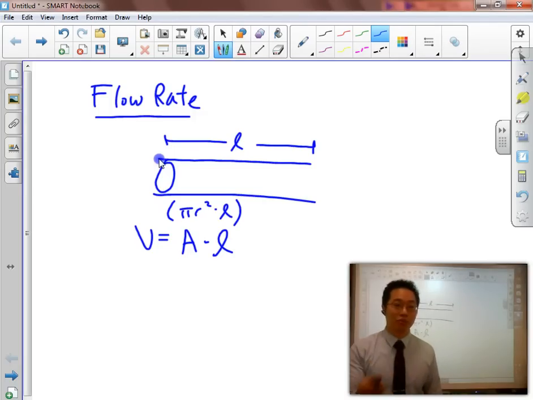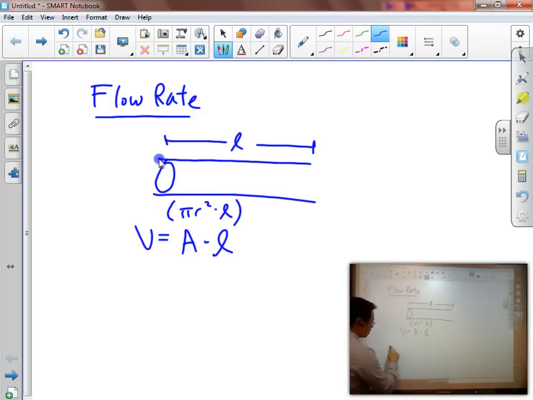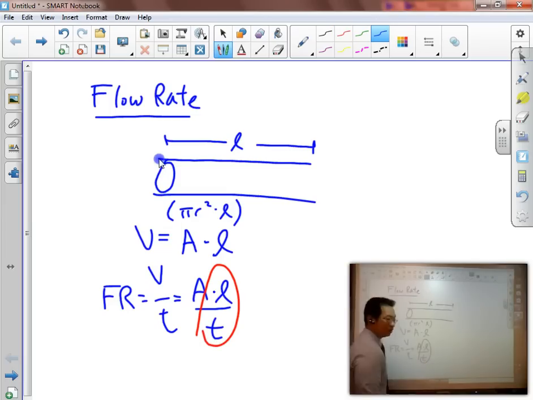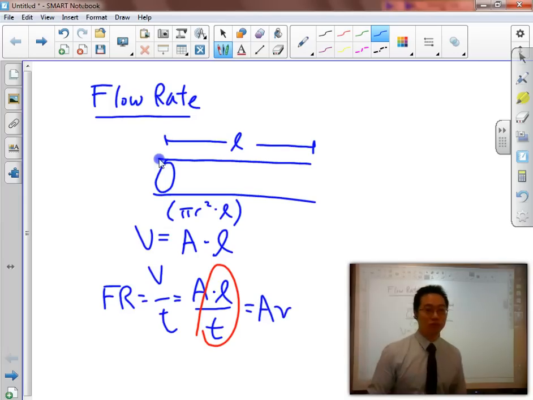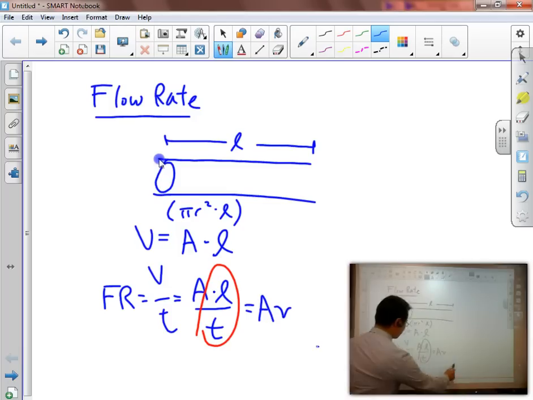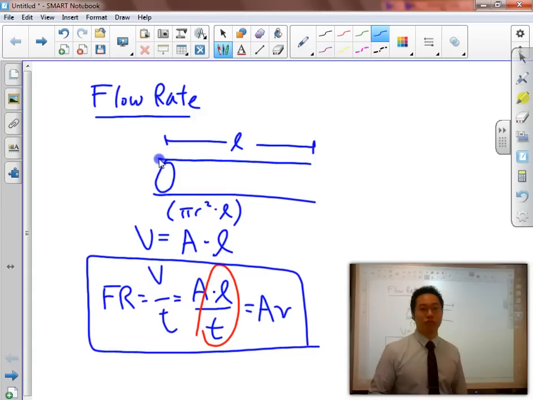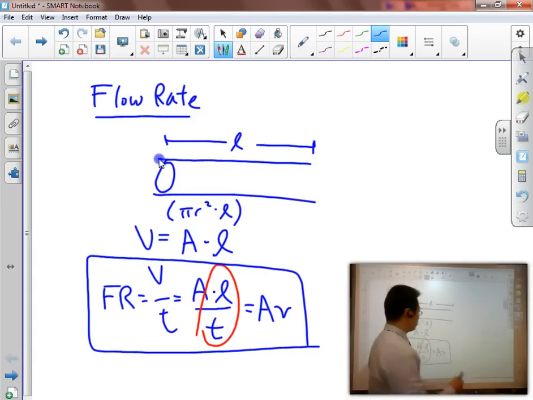So if we take this formula for volume of a cylinder, and we say the flow rate is equal to volume over time, or the area times the length divided by t. What's interesting is that length, distance divided by time, is the same thing as velocity. So area times velocity is also equal to flow rate. So we can use either one to solve for flow rate, the unit still being meters cubed per second.